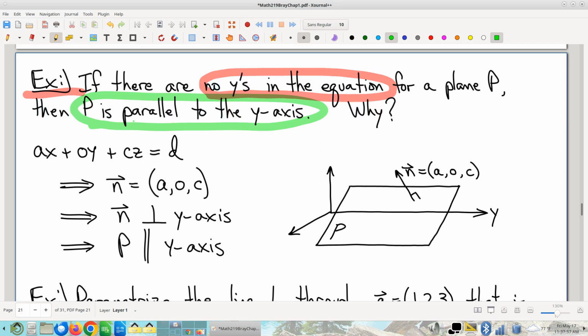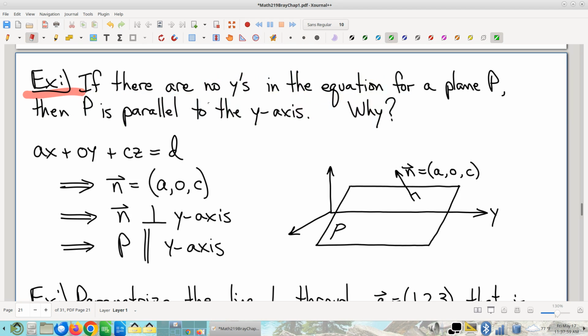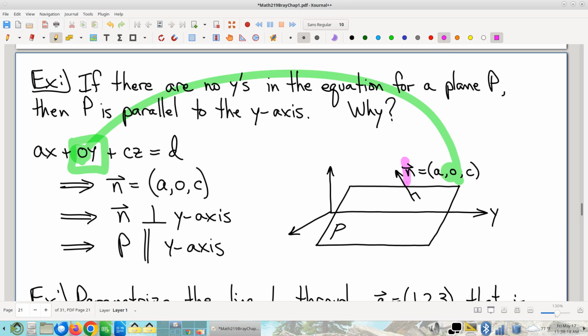Right? So, okay, now why is this true? Let's walk through the argument. If there's no y's in the equation, that means there's 0 y. That means that second coefficient that normally would have been called b is 0. That tells me what my normal vector is. My normal vector, you see then, points like so. It has no component in the y direction.